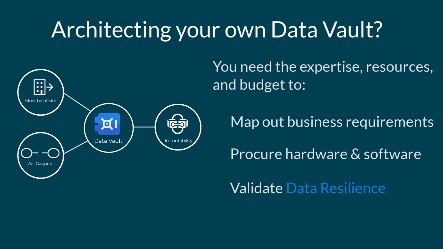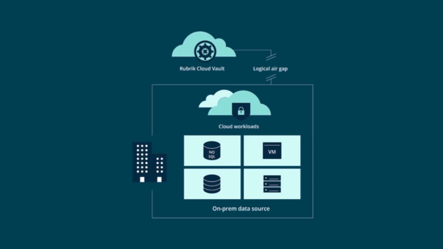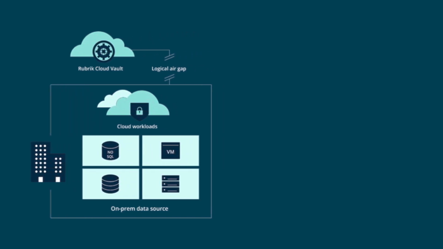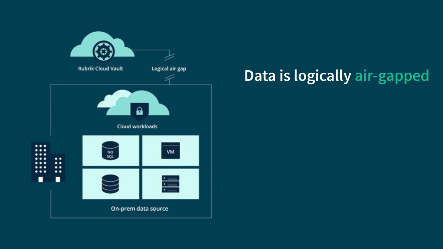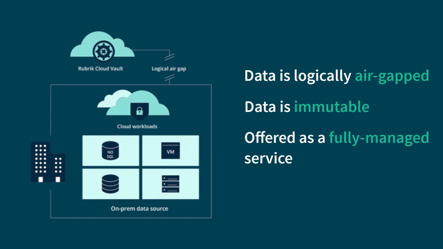Thankfully, Rubrik is here to solve these issues with Rubrik Cloud Vault. Rubrik Cloud Vault is a fully managed data vault that customers can leverage to secure their data and is mainly built out of four main constructs. First, the data is logically air-gapped, ensuring you can securely recover in the event of an attack. The data is immutable, ensuring that ransomware doesn't spread to your backups. It's also a fully managed service, which reduces the risk and complexity associated with having to build your own vault. And finally, it offers predictable cost, including all charges, allowing you to stay within your set budget.